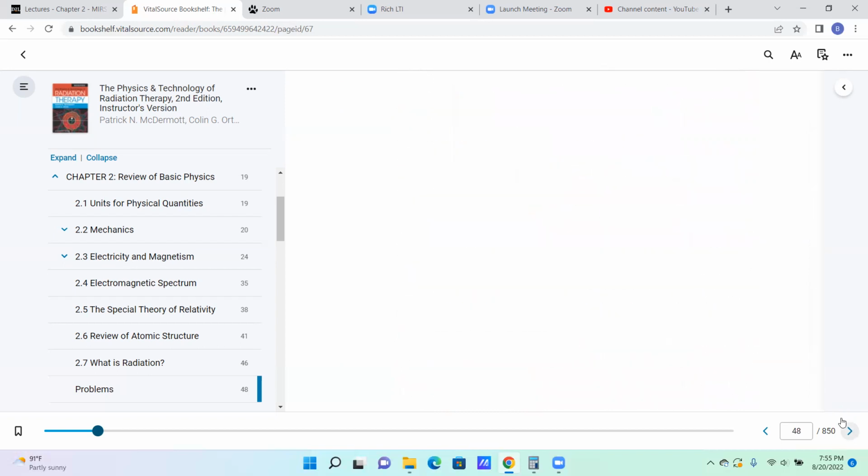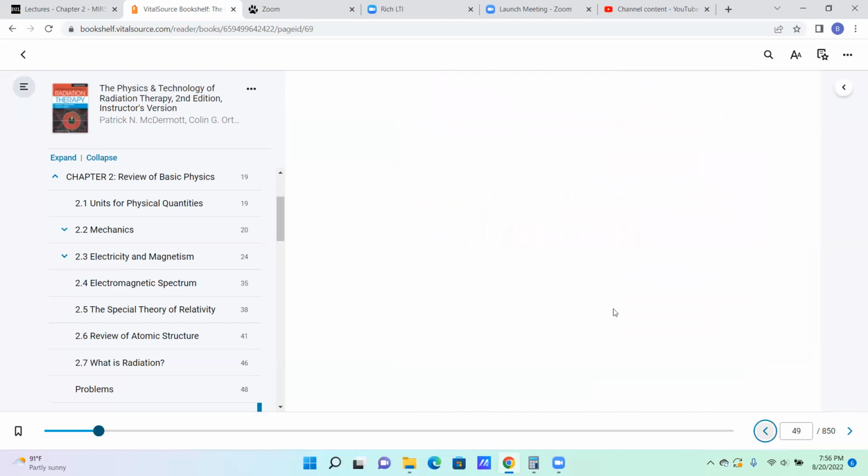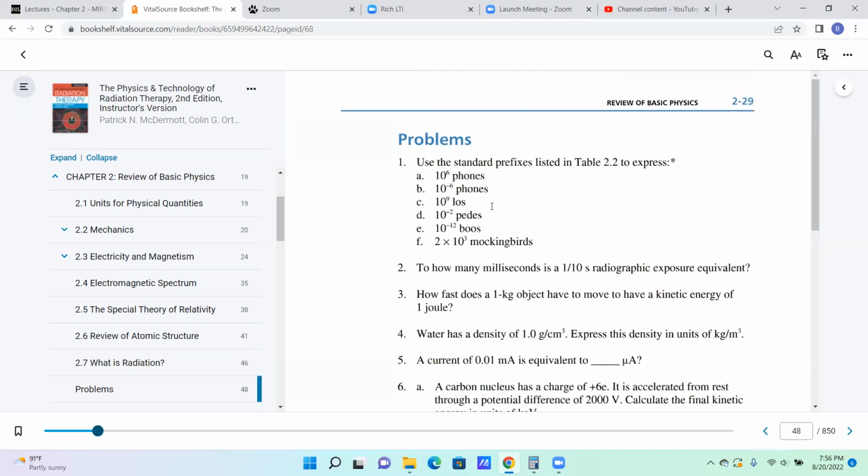So here are some problems. At the end of the chapter, I will get these typed up in an electronic format so you can go through and work on them on your own.